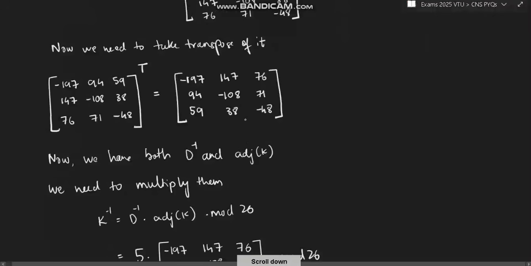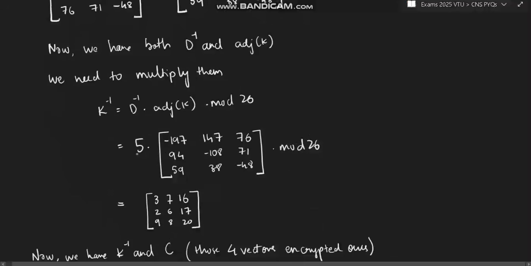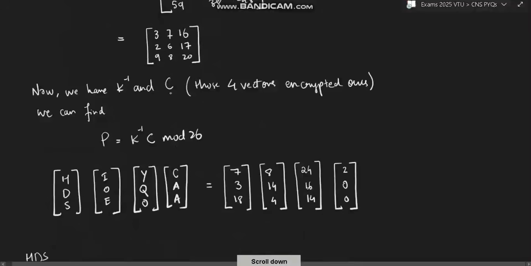Now once you have the transpose of the matrix, that means you have the adjoint of K, and you have D inverse. Now we have both of them, we need to multiply both of them. So D inverse value is 5, adjoint of K is this, and we have to find mod 26. How will you do that? Multiply 5 with each of these elements. 5 into 197 right here, 5 into 147 right here, 5 into 76 right here, and so on. After that, do mod 26 for each of those answers. Whatever remainders you get, write those remainders here. Now we have the value of K inverse. This is the whole value which we found. This is the K inverse.